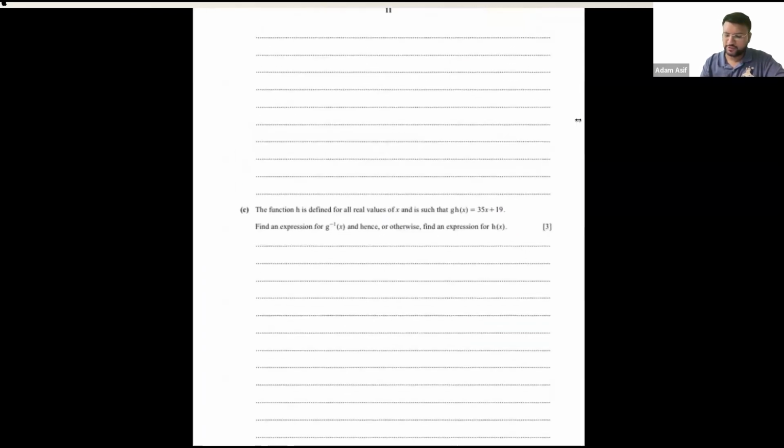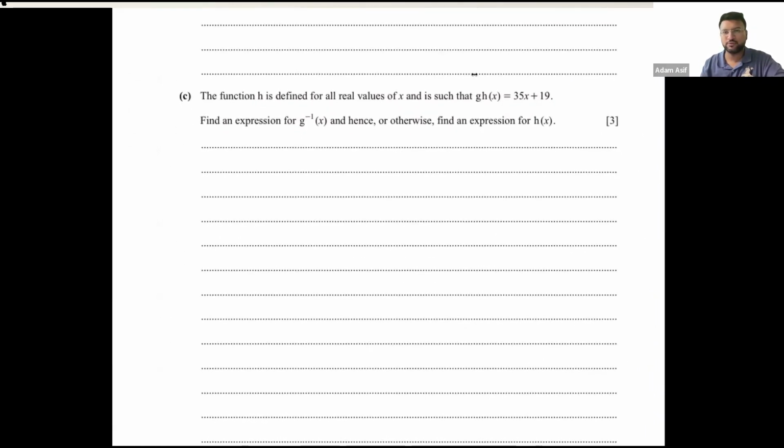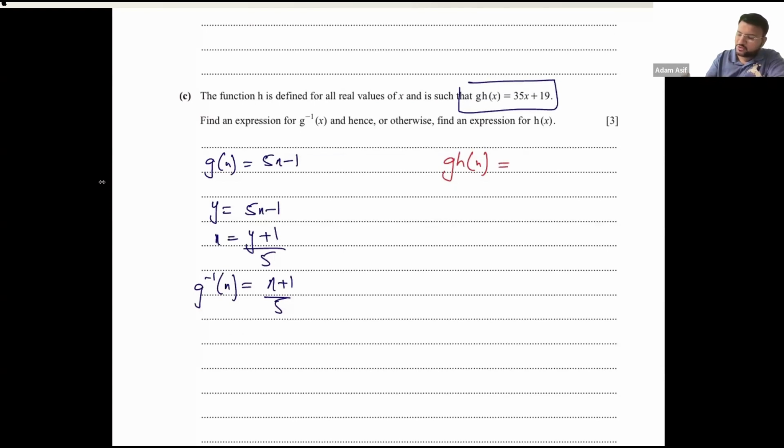Okay. Please try this part. If gh of x is 35x plus 19, gh of x means function h is being inserted in function g. So the input is h of x, it is being inserted in function g, and the output is gh of x. So if I want function h back, if I want back the input, see, if h of x is your input, then that's your output, right?